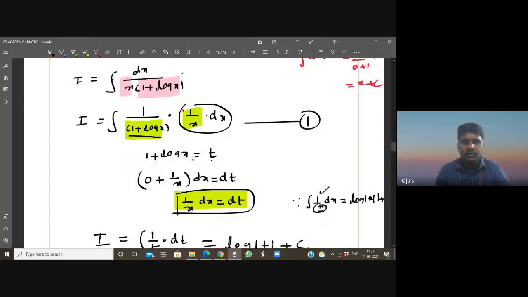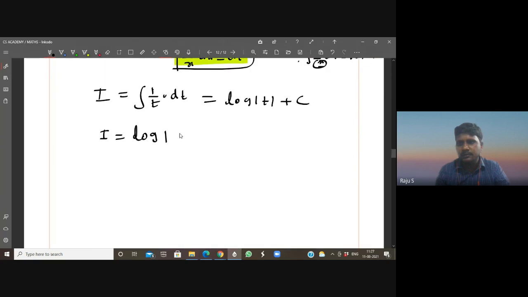T value. What is t value here? 1 plus log x. Fine. So the answer is log of 1 plus log x. Let's see. That's all.